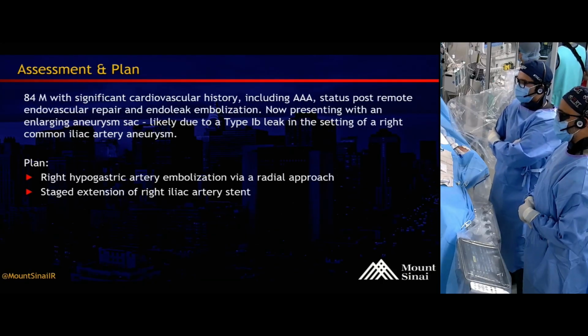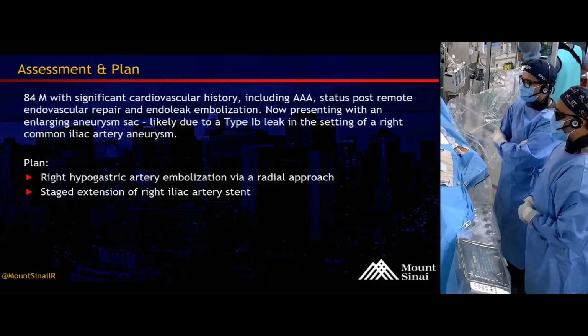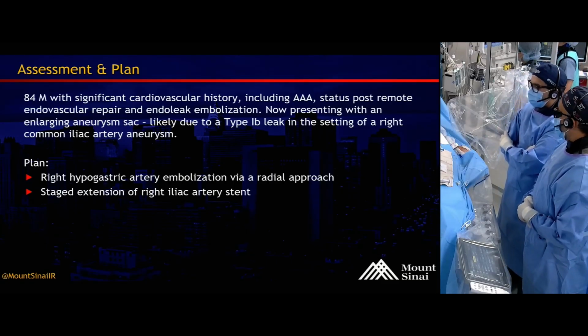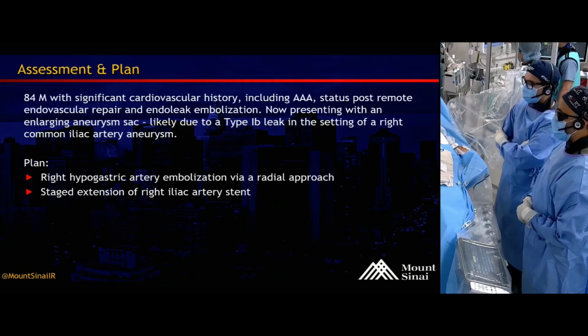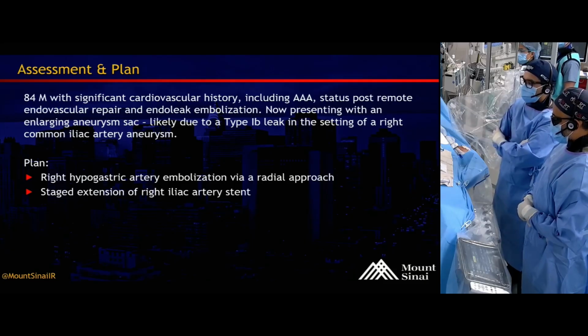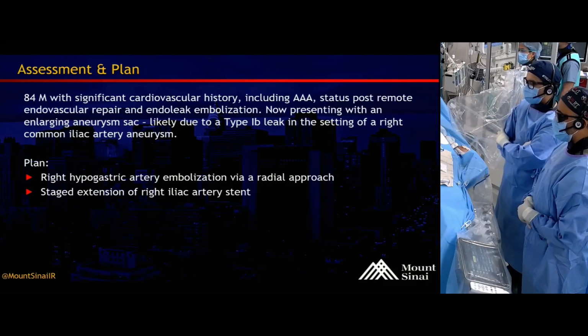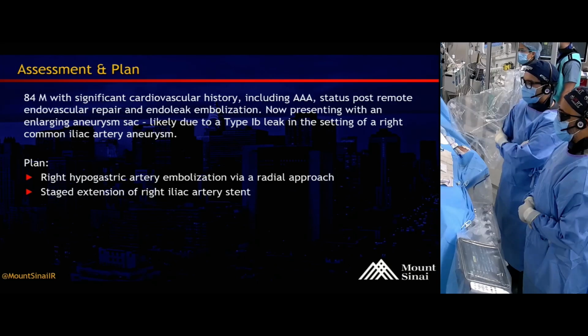In summary, this is an 84-year-old male with significant cardiovascular history, including an AAA status post-remote endovascular repair and endoleak embolization, now presenting with an enlarging sac, likely due to a type 1B endoleak in the setting of a right common iliac artery aneurysm. The plan today is to do a right hypogastric artery embolization via radial approach as a staged procedure prior to extension of his right common iliac artery stent into the right external.